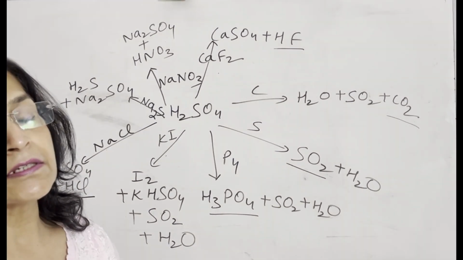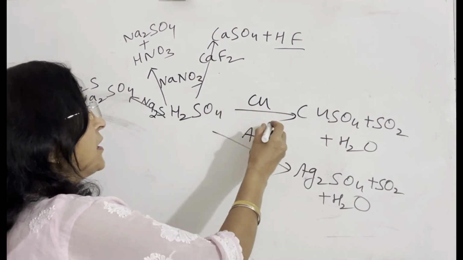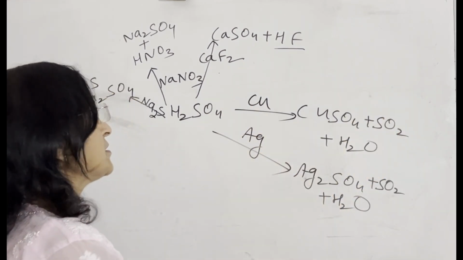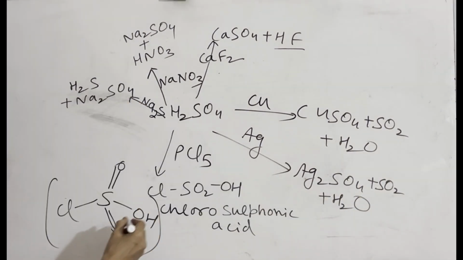Less reactive metals react with sulfuric acid and sulfur dioxide gas is produced. Sulfuric acid reacts with copper, sulfur dioxide gas is liberated. Sulfuric acid reacts with sulfur, sulfur dioxide gas is liberated. It reacts with phosphorus pentachloride, chlorosulfonic acid is formed. This is the structure of chlorosulfonic acid.